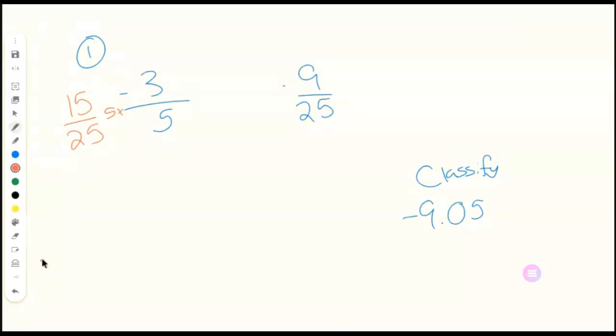Okay, so which one's greater? Negative 9/25ths. Yep. Okay, because if I were to put it on a number line, there's 0, there's negative 9, and negative 15 somewhere over there. Okay? Questions? For the most part, it looks like we did pretty good.